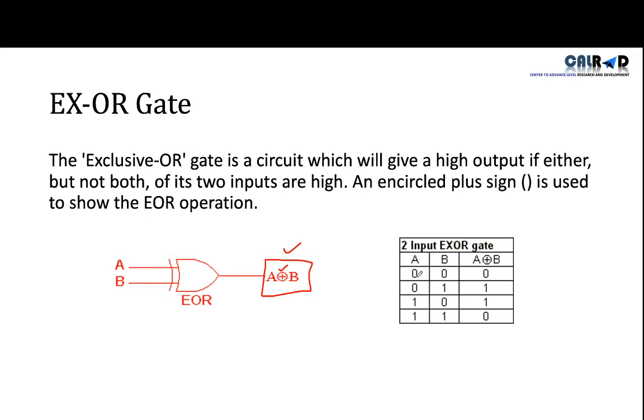For example, here there was no high input, so the output was 0. But here at least one input is high, so the output is high. Here also at least one, and the output is high. But here both are high, so it will be 0. This is one difference in the exclusive OR gate. If both are high or both are low, the output will be low. The output will be high only if exactly one input is 1 or high.